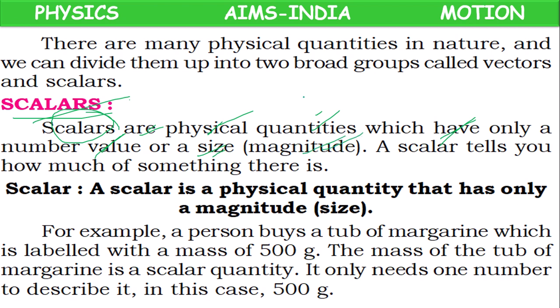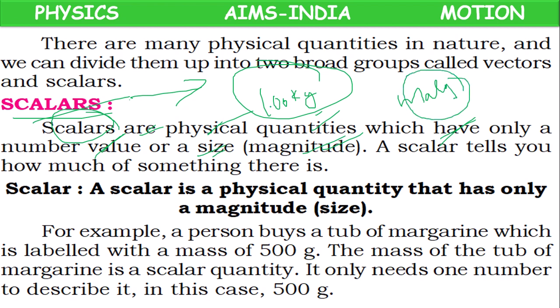Suppose, what is the mass? 100 kg. What is the mass? 100 kg. In what direction? There is no need for a specific direction while describing the quantity called mass, because it has only the numerical value. It has only the number value, which is called magnitude.